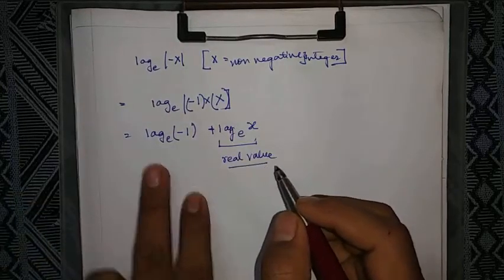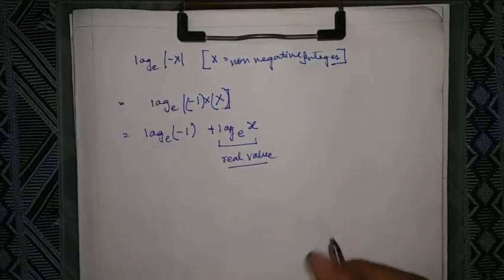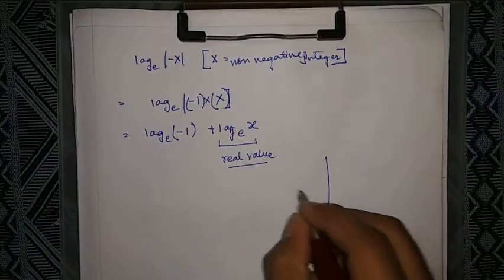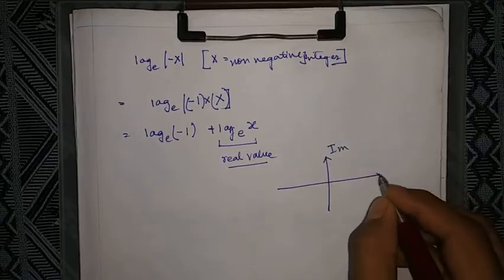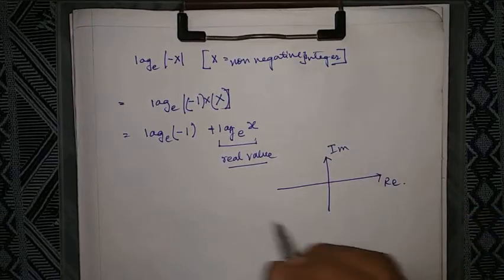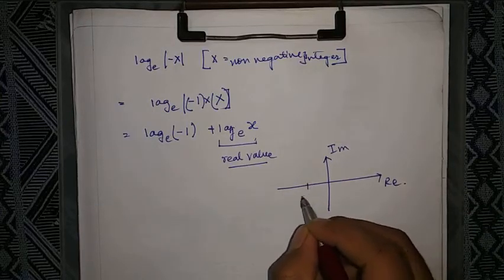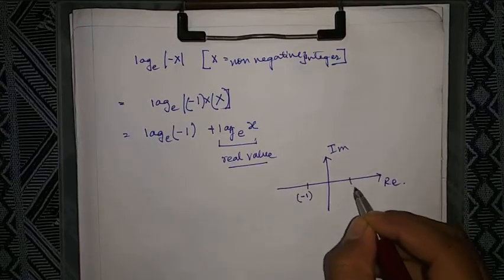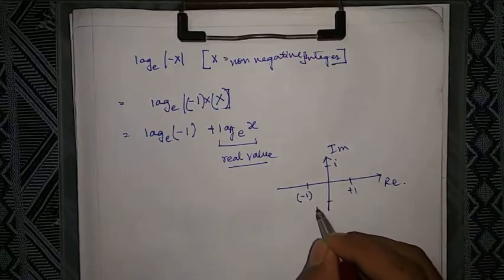and for this part let's write -1 as a complex value. So let's draw the Argand plane. This is the imaginary axis and this is the real axis. So -1, as this is a real value, will be somewhere near here. This is -1, this is +1, this is i, and this is -i.